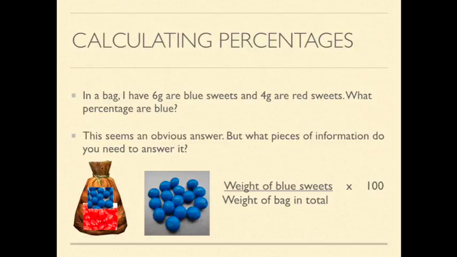So 0.6 when you divide 6 by 10. Multiply it by 100 and you get 60. So 60% of my bag of sweets is made up of blue sweets. So I needed those two pieces of information, the weight of the bag as a whole and the weight of the sweets that I was interested in.